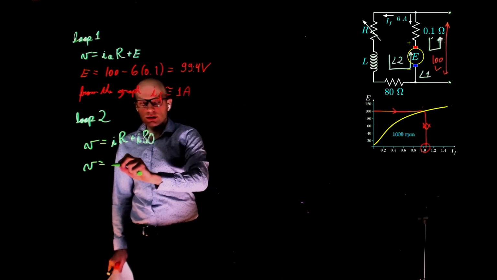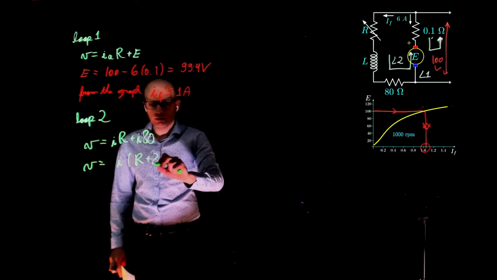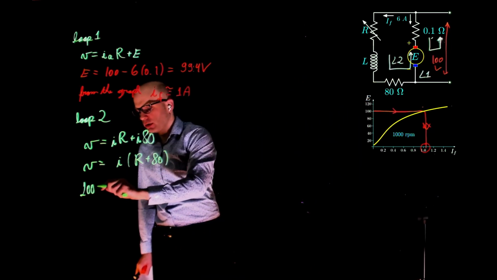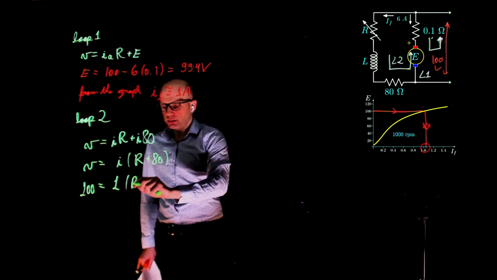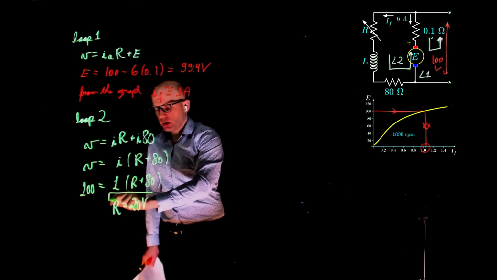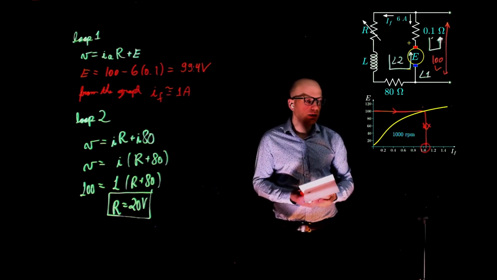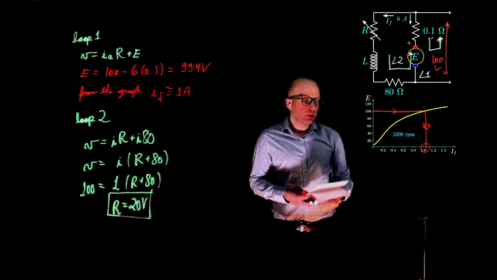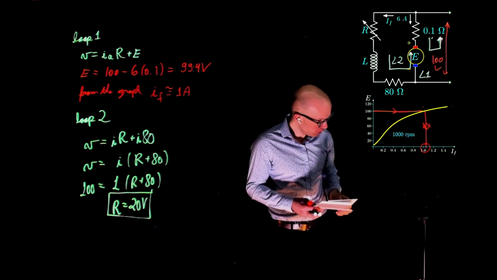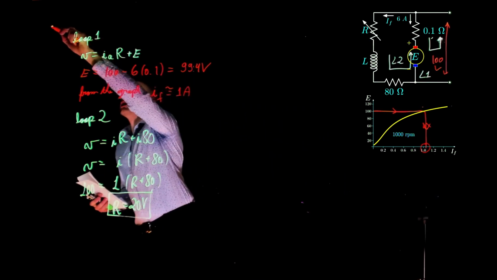So the voltage is current times R plus 80, because this branch is in parallel with 100, it's also 100 volts. 100 equals 1 times R plus 80, which gives R equals 20 ohms. That's the resistance that is required to balance the motor like that. This is all for question A.